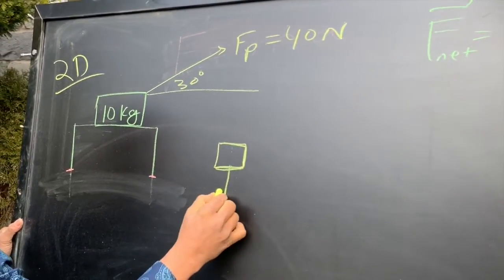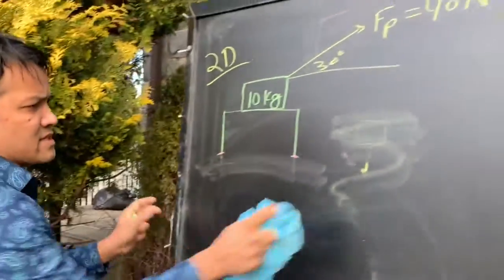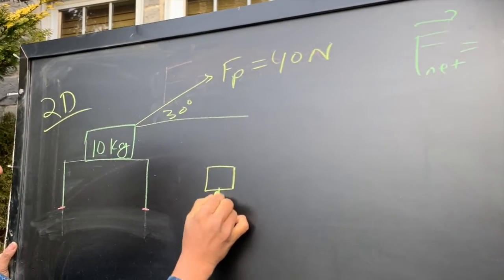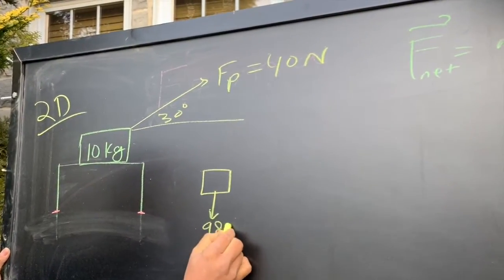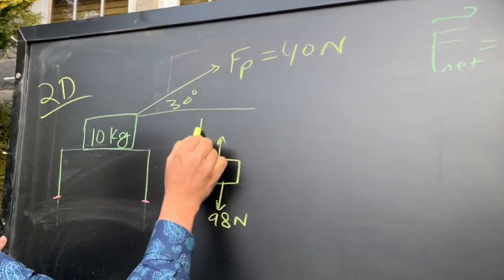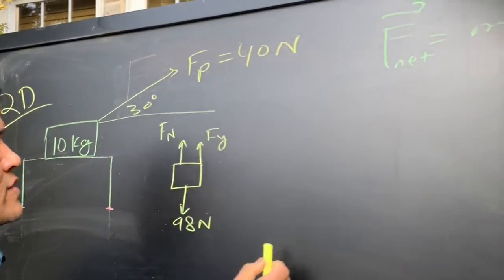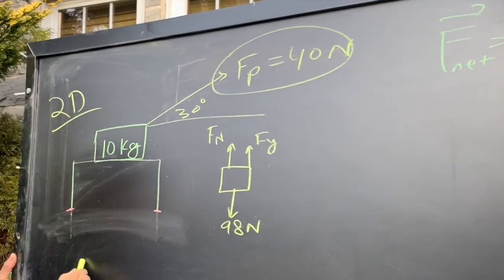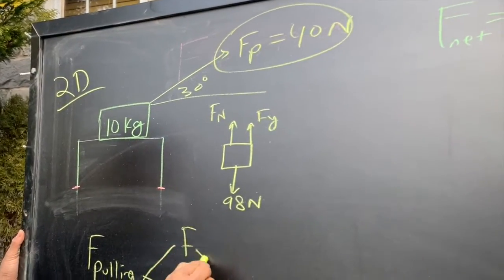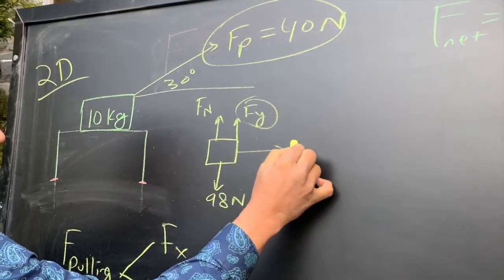So, the free body diagram. Let's draw it nicely. All right, so for the box, our weight is 98 Newton, and our normal force, we don't know what it is. In order to find the normal force, we also have to find Fy. What do I mean by Fy? Because I have F pulling, which has two components, one in the y direction and one in the x direction.